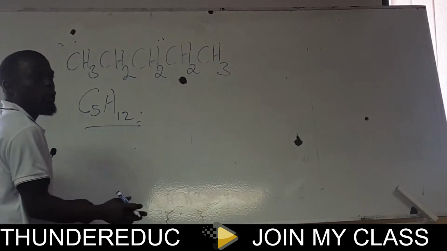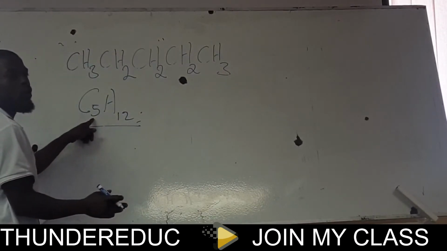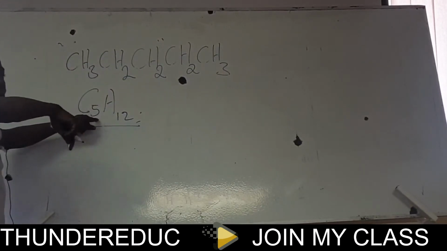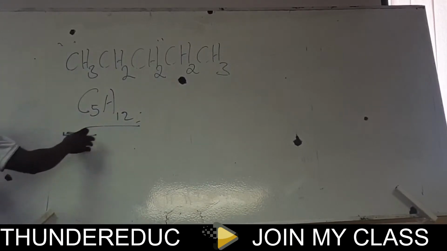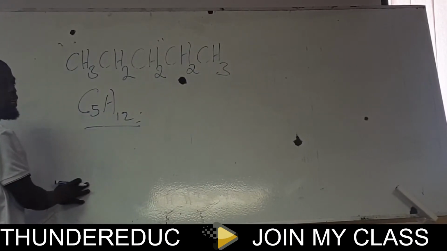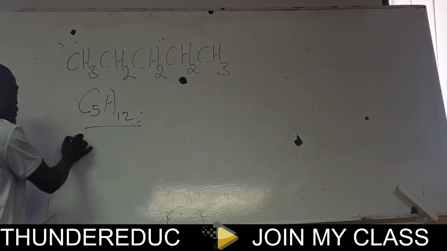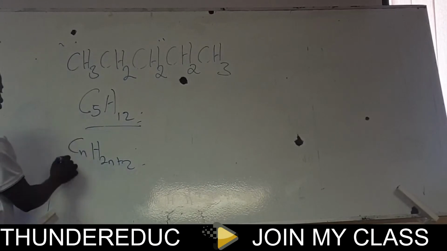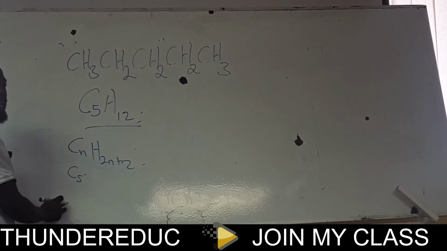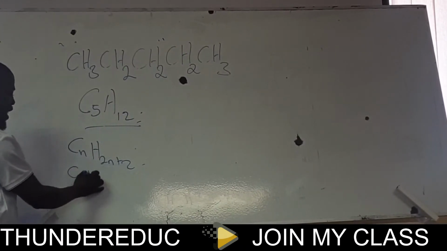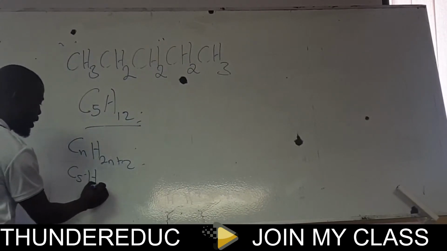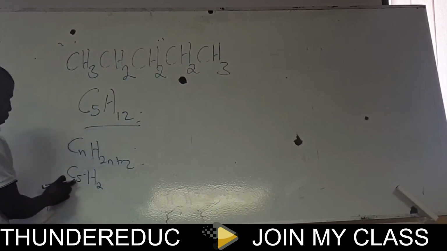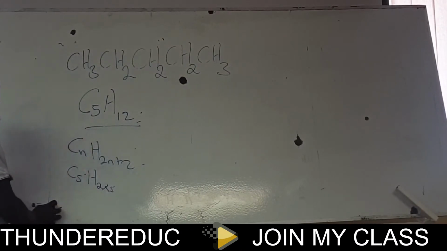So what do you do? Remember, when you go back to your formula, how do you know that this is alkane, this is alkene, this is alkyne? When you go back to your general formula, if C is 5, H is supposed to be 2 times the figure which is here, which is 5, plus 2.